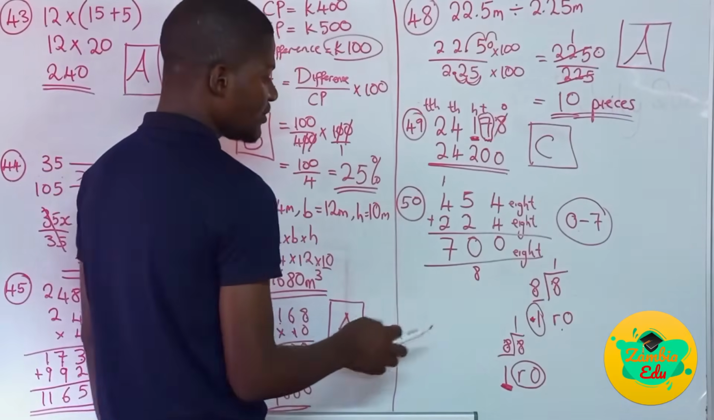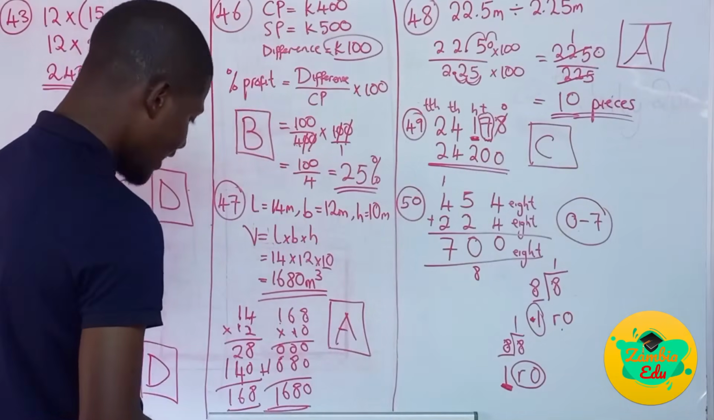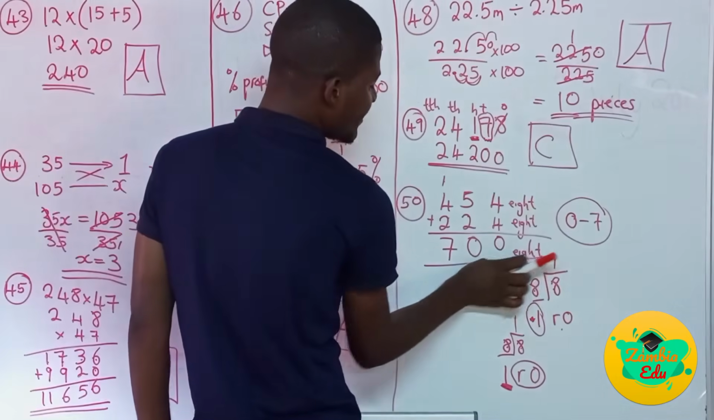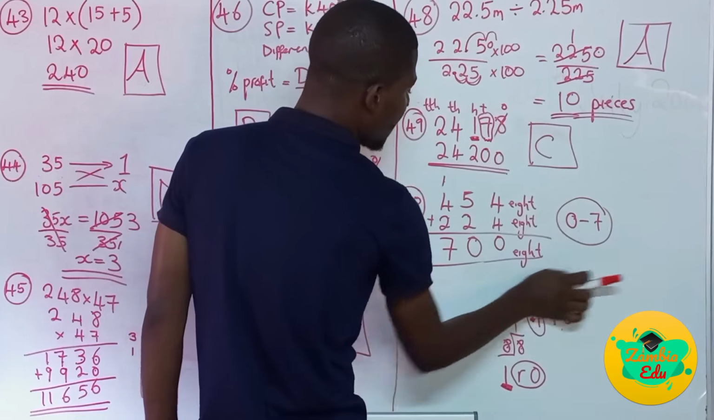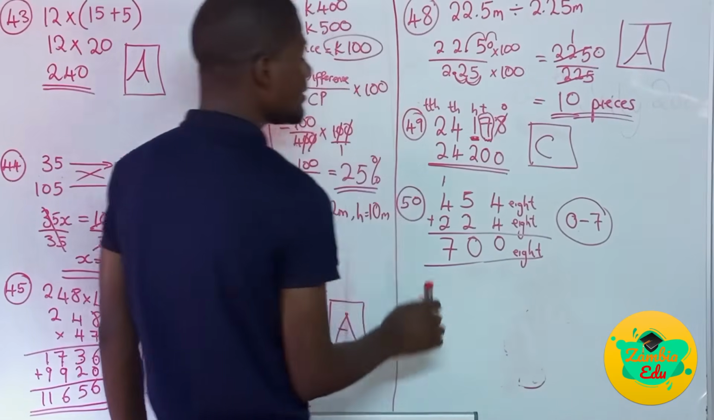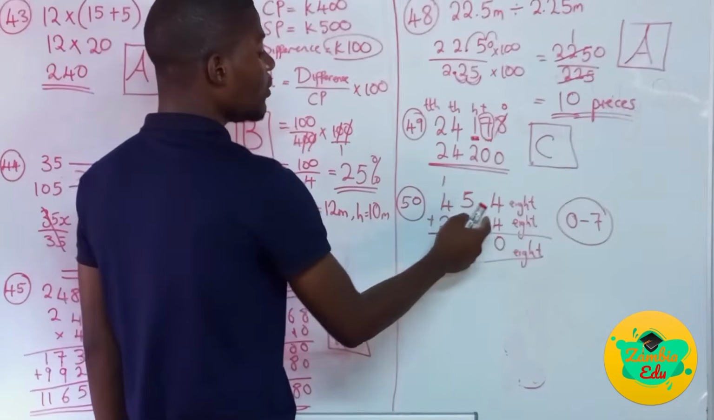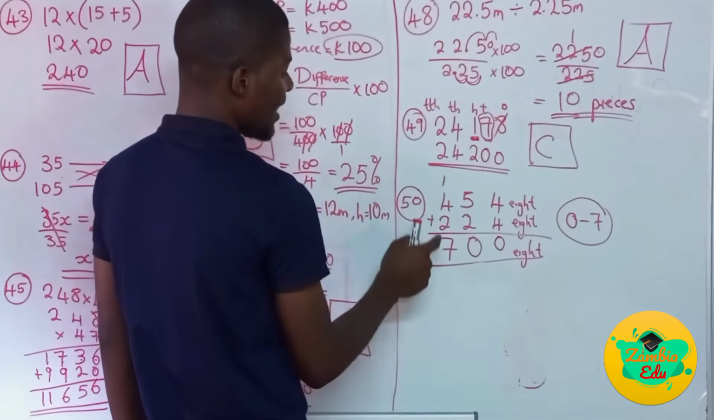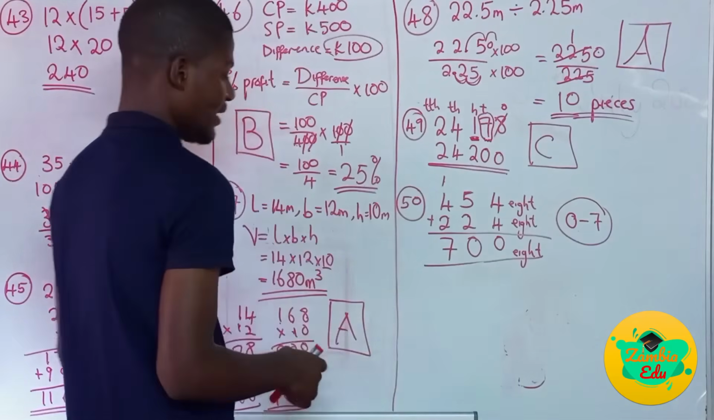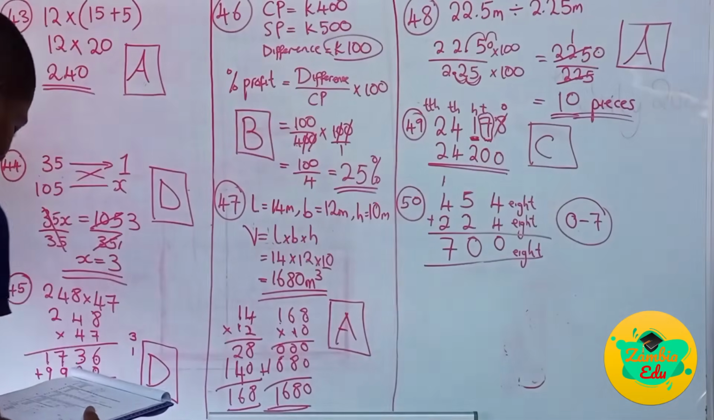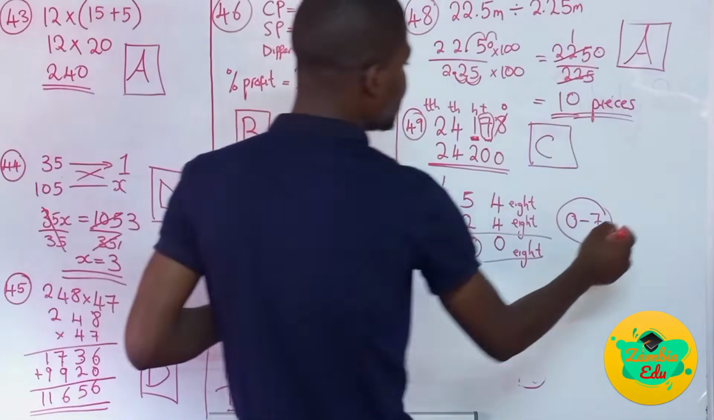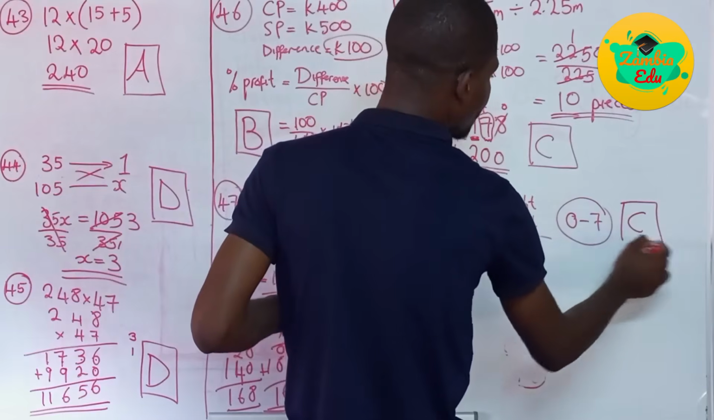So what we are able to see by what we have done right here is that 454 base 8 plus 224 base 8, the answer is 700 base 8. That is our answer that was represented by option C in our paper.